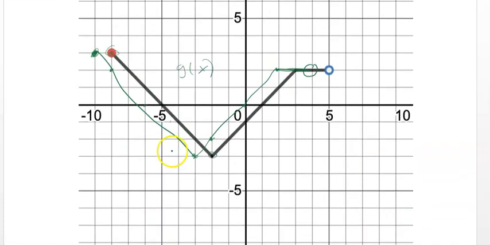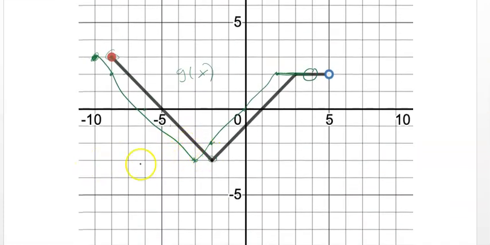So if I had instead had f of x plus 1 like that, with the plus 1 outside the parentheses, this would have moved it up 1. This one, with the plus 1 in the parentheses, moves the function left 1. That's what we just did.